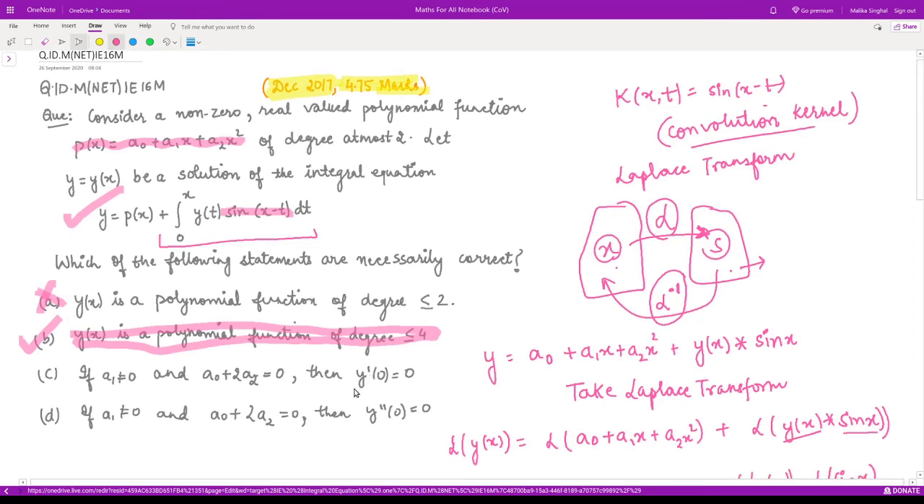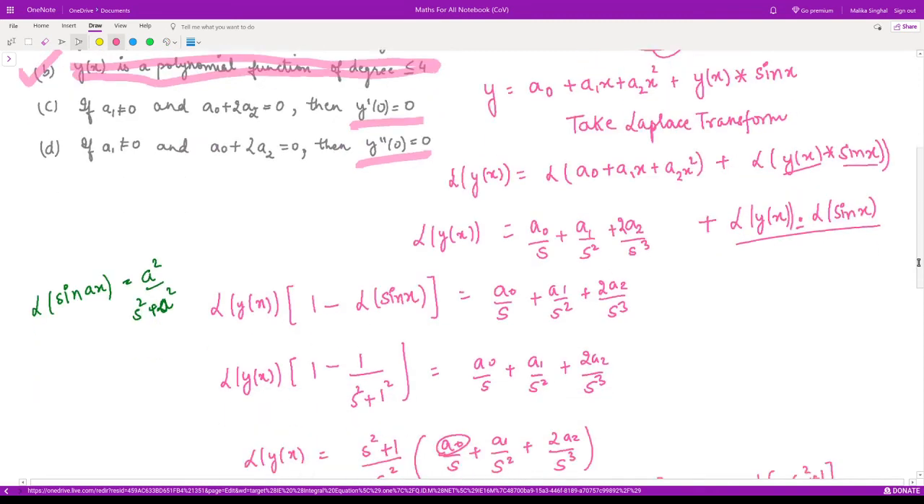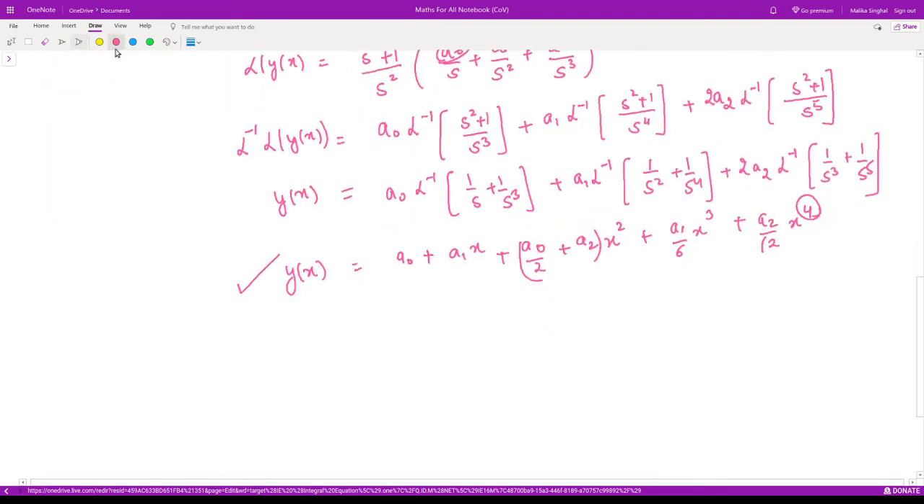Moreover, they are asking about y dash of 0 and y double dash of 0. So let us calculate these two. We have this y of x with us. So what would be y dash of x? That would be a1 plus 2 times a0 by 2 plus a2 into x plus it would be a1 by 2 x square and it would be a2 by 3 x cube, right?